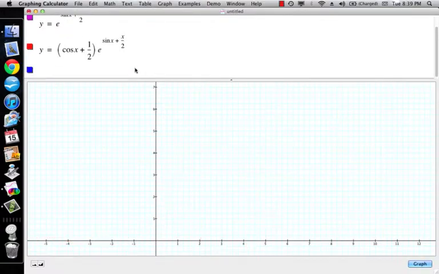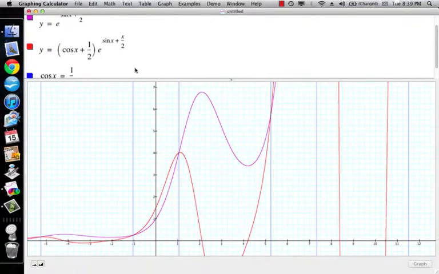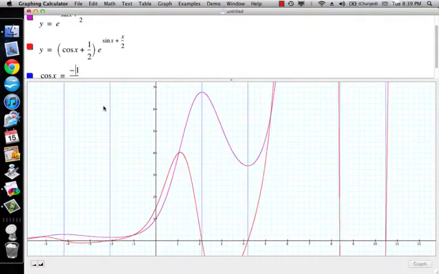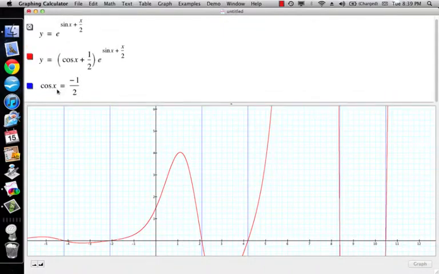And so basically what I've got is cosine x equals negative 1/2, and that's going to give us our zeros right there. So let's turn off some of this junk here. The blue lines give us our zeros. And you guys should know, where does cosine x equal negative 1/2? You guys should be able to answer that.